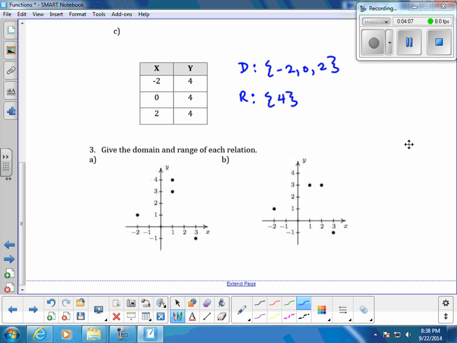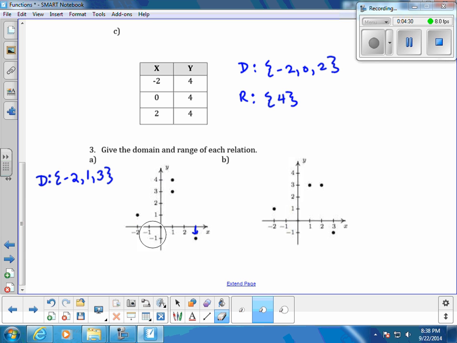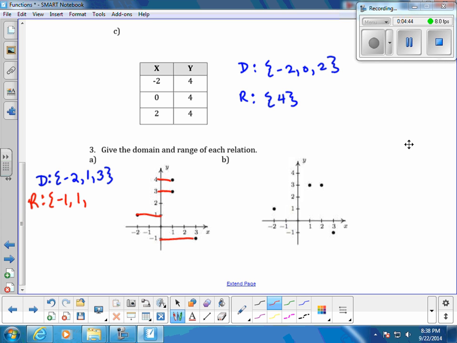Okay, so let's look at A down here. The domain is the x values, so if I arrow up, this is the x value of -2. This is the x value of 1. This is the x value of 3. Alright, so the range is the y values. Let's start at the bottom. We have a value of -1 for our y. If we arrow over to the y-axis, it's easier to see, so then we have a 3. And then we also have a 4.